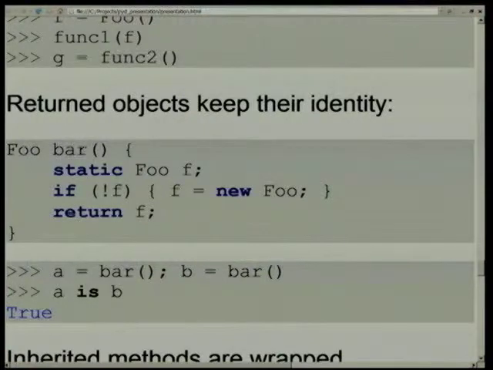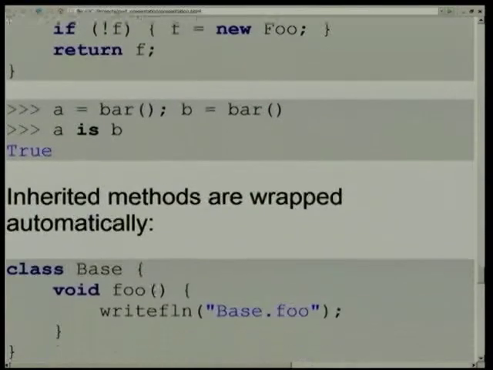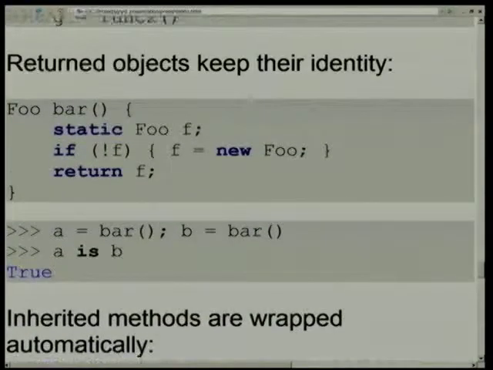Some more interesting things. Here's a simple function, which always returns the same instance of foo. And it turns out it always returns the same Python object, too. Objects keep their identity. This can be very useful in a number of situations. If you're using some idiom which relies on object identity or whatnot, maintaining this is very useful. And you wouldn't expect it to behave in any other way.